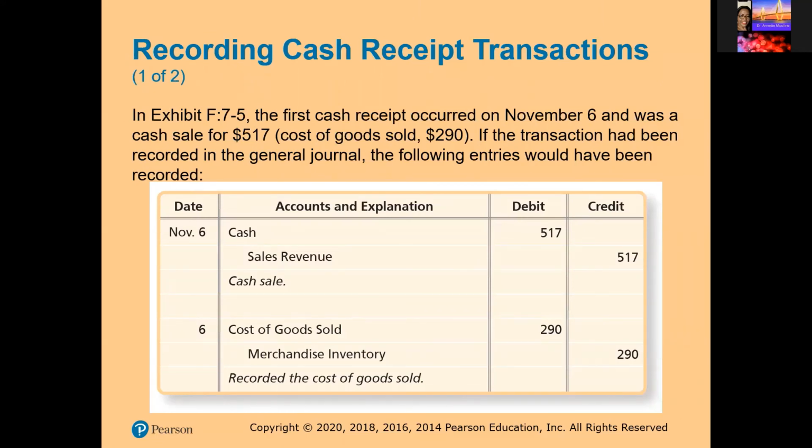In Exhibit 7-5, the first cash receipt occurred on November 6th and was a cash sale of $517. Cost of goods sold, $290. Here in this slide, it shows the journal entry if the transaction had been recorded in the general journal. By recording the transaction in the cash receipts journal instead, the entries can be recorded on one line. Observe the debit to cash and the credit to sales revenue of $517. Notice the debit to cost of goods sold and the credit to merchandise inventory with $290 for the cost of the merchandise sold.